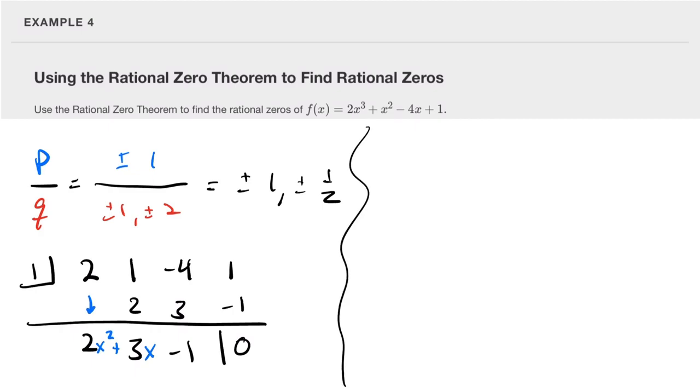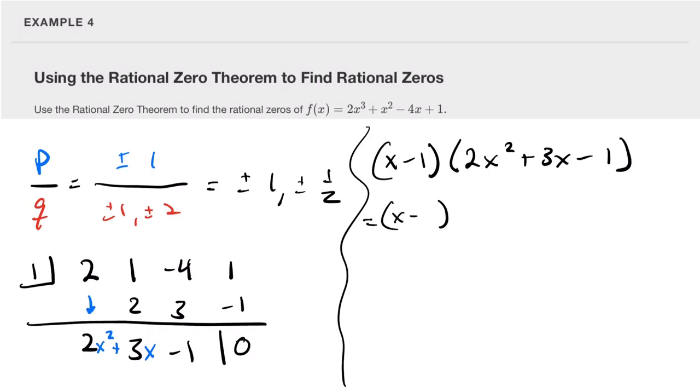So if 1 is our zero, the factor takes on the form x minus 1, and we still have this 2x squared plus 3x minus 1. And then let's see if we can factor this, x and x. So because my second sign is negative, I know my two signs are the opposite. Because the first sign is positive, I know my larger is positive, right? So we have opposite signs. One's positive and one's negative.